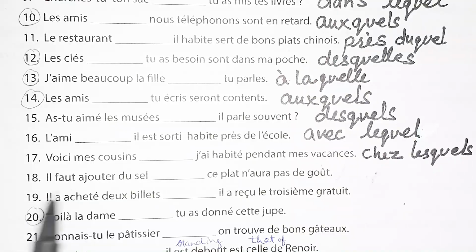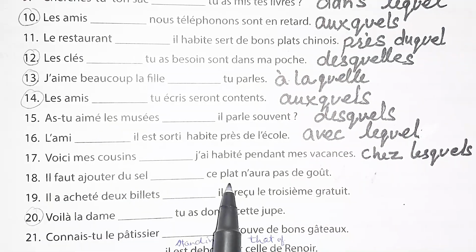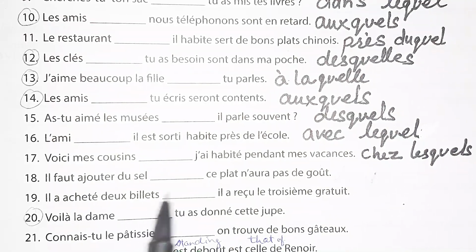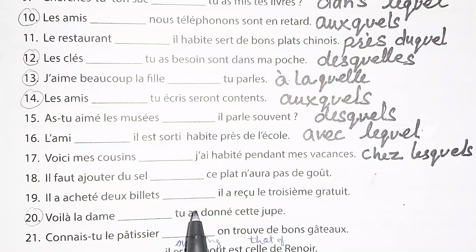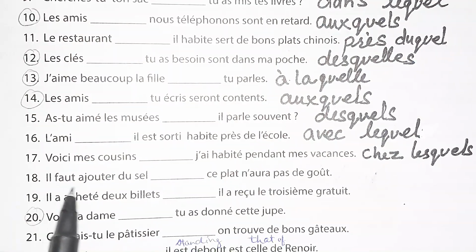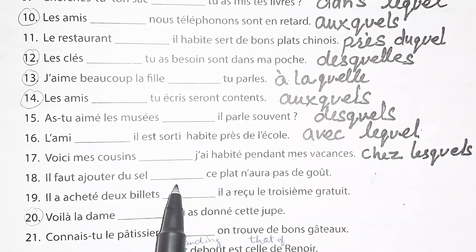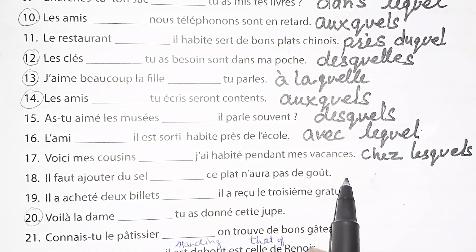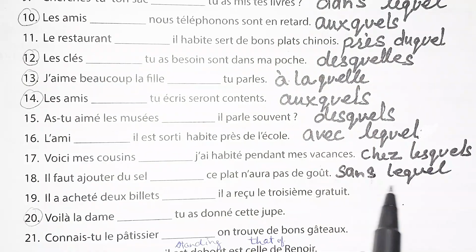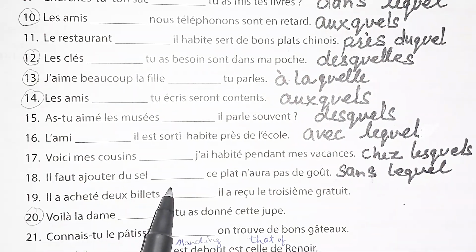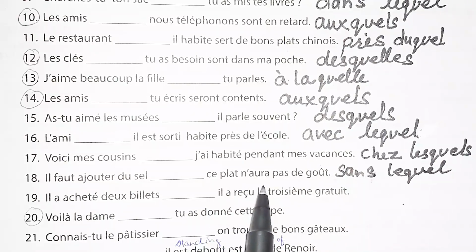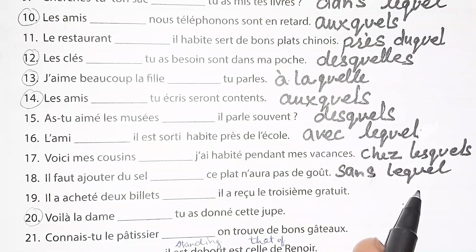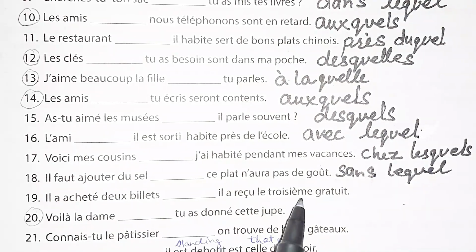Now the next one is il faut ajouter du sel dash ce plat n'aura pas de goût. Now that means add some salt without which this dish will have no taste. Or you can say it is necessary to add some salt without which this dish will not have any taste. So for saying without which, we'll use the preposition sans lequel. Okay. Il faut ajouter du sel sans lequel ce plat n'aura pas de goût. That means it is necessary to add some salt without which this dish will have no taste.